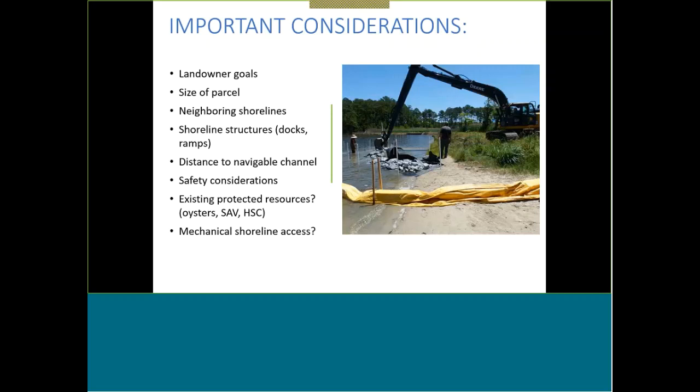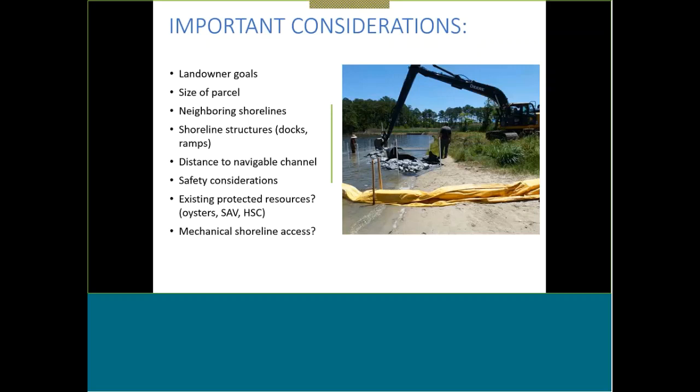And then are there other existing protected resources? Maybe there are oysters, SAV, or horseshoe crabs that come in there that you need to account for when you design your project. And then is there going to need to be mechanical shoreline access? So you may have a project that's great, but it requires an excavator or something to come in, but you have a lot of trees in the way. That's going to make a big difference in your budget, and it's important to consider that. The Sassafras project, which is pictured here on the right, they were able to bring in machinery and dump trucks because there was that berm. They did lay down pallets to make sure that they weren't compacting and hurting any of the habitat there.